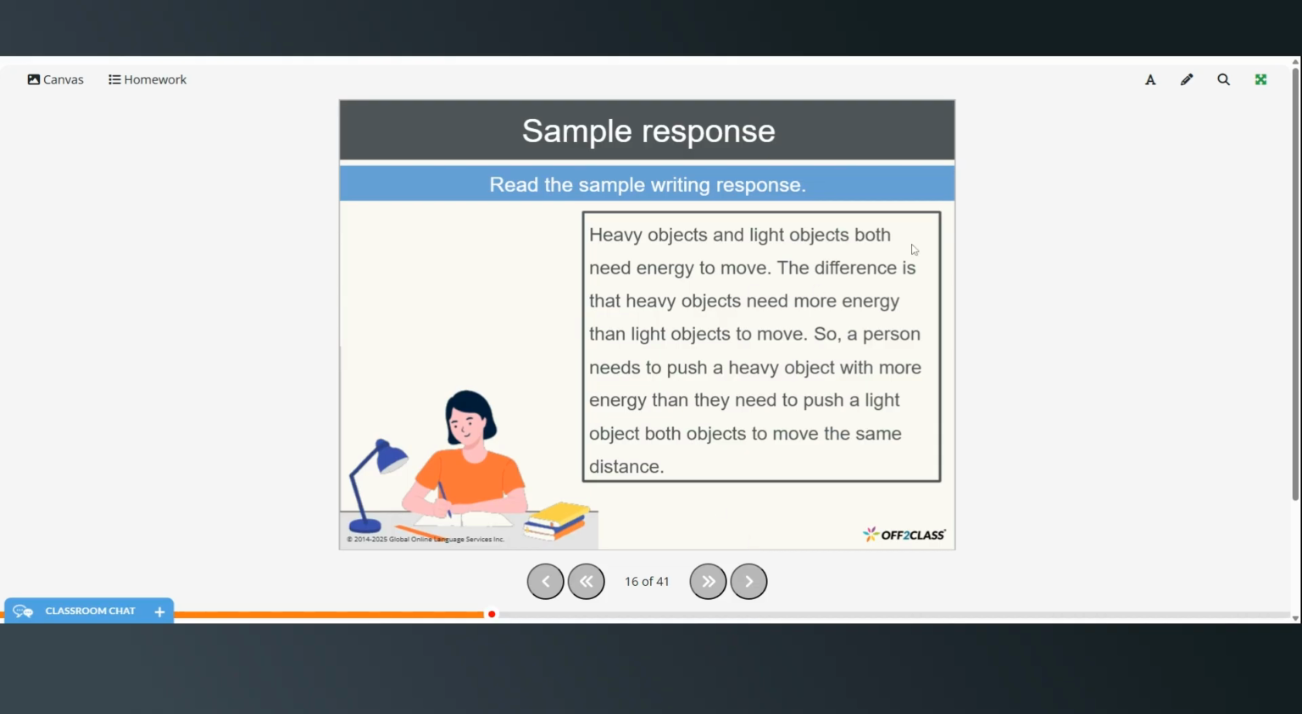Heavy objects and light objects both need energy to move. The difference is that heavy objects need more energy than light objects to move. So, a person needs to push a heavy object with more energy than they need to push a light object, both objects to move at the same distance.